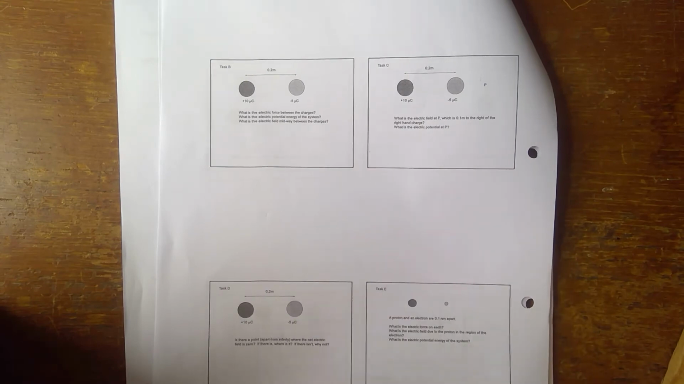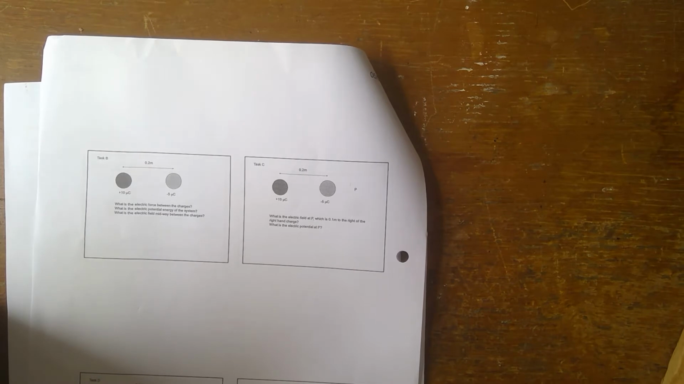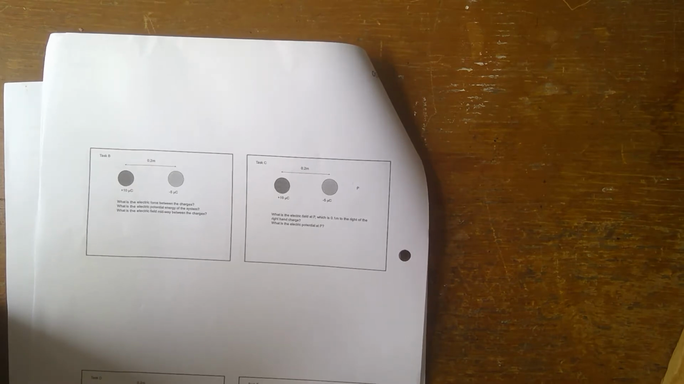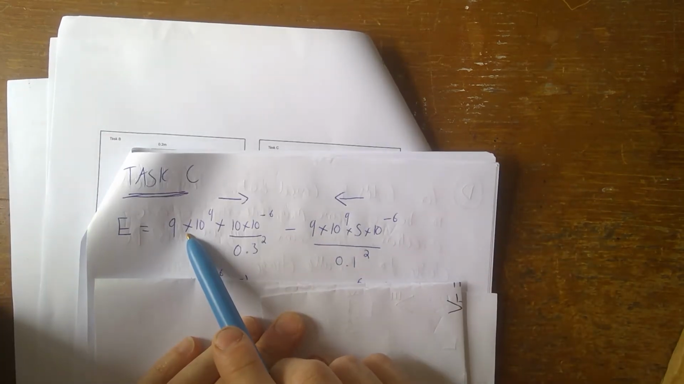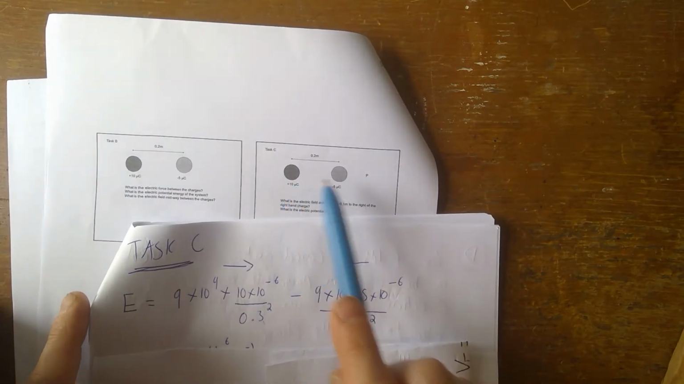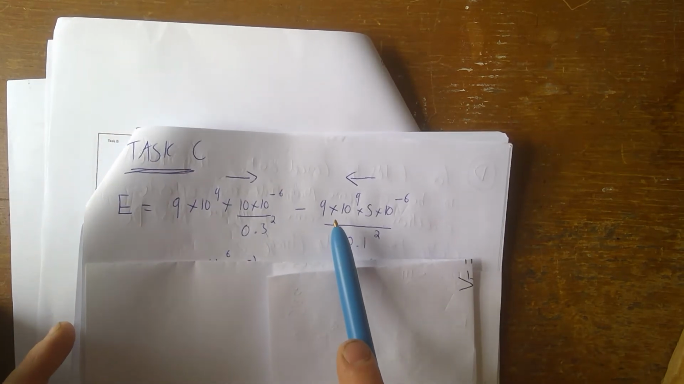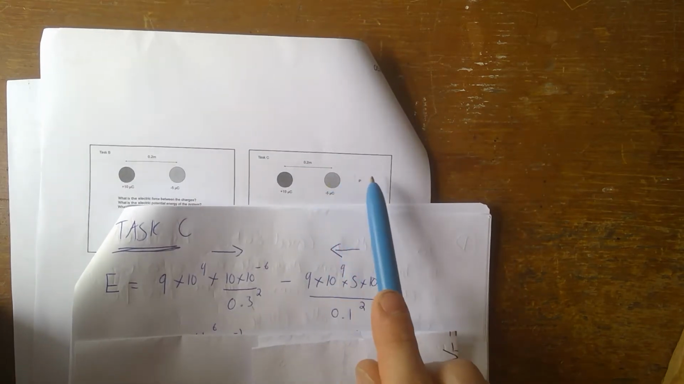Task C. Right, first bit's asking, what is the electric field at P? So a point 0.1 metres to the right of the right-hand charge. Right, you've got your 1 over 4 pi epsilon naught, Q1 over R squared. So that will be due to this charge at that point. And then I've got, again, KQ over R squared, but I'm 0.1 metres away from that one.